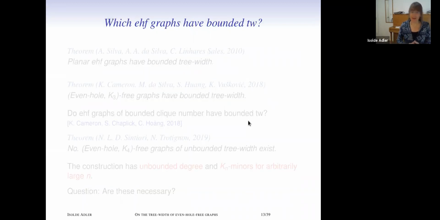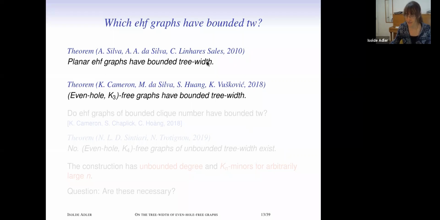Okay, so one natural question to ask is which subclasses of even-hole-free graphs have bounded tree width? Again, in view of the fact that we can do lots of stuff efficiently on bounded tree width. It's known from 2010 that planar even-hole-free graphs have bounded tree width. That's by Silva and Linhares Sales. And more recently, a result by Cameron, Da Silva, Huang, and Vuskovic tells us that if you're even-hole-free and you also don't contain a triangle, then you have bounded tree width. So even-hole-triangle-free.